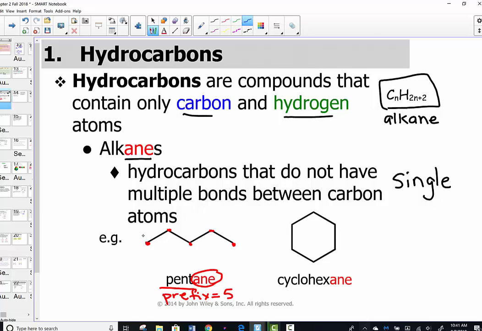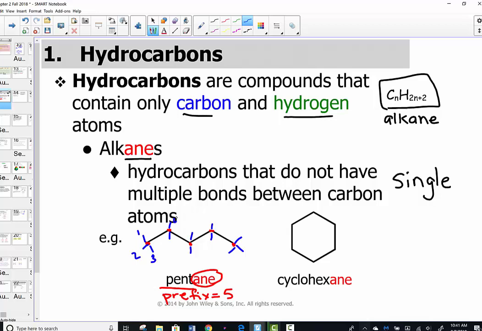C5H12. Now notice this is a linear structure, but the molecule goes up, down, up, based on the sp3 bond angle of 109.5 degrees. There's nothing straight about it, but it is a straight chain. There are no branches, there are no cyclic structures, so we call that a straight chain.